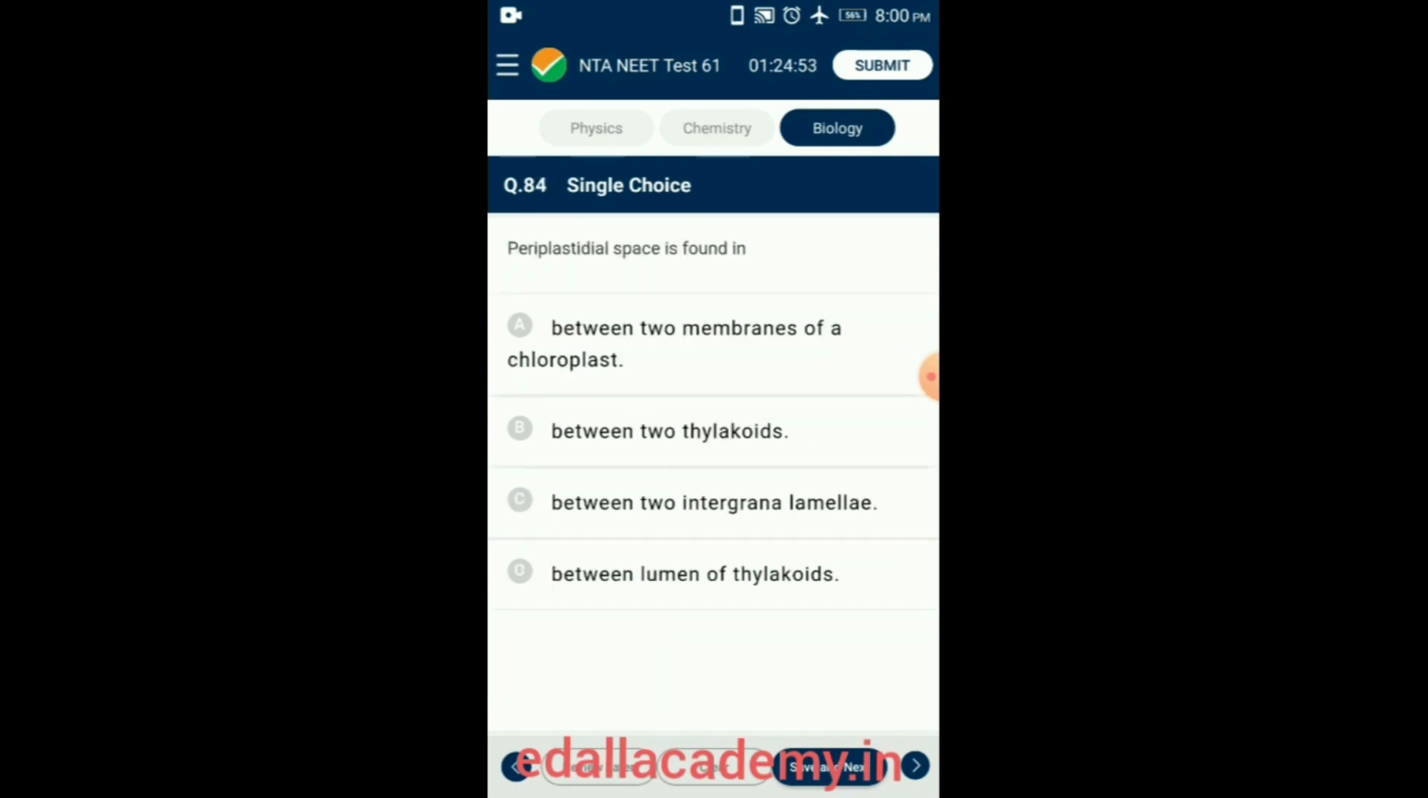Question number 84. Periplastidal space is found in between two membranes of the chloroplast, that is, the space between the primary and secondary walls of the chloroplast is called the periplastidal space. So the correct option is option A.